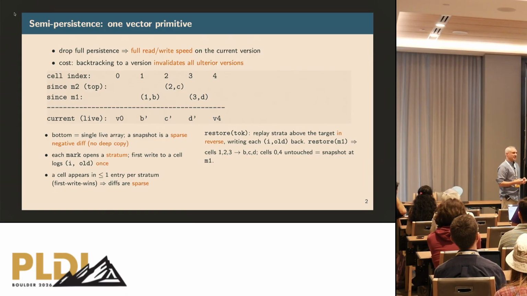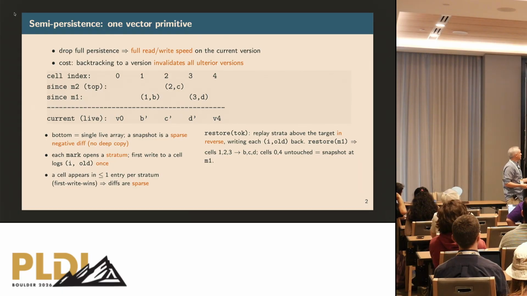Semi-persistence actually drops half of that capacity. You can just backtrack to a previous version, but what you gain is optimum read and write access to the current, most recent version of the array. To do this, you just keep the current live version of the array at the bottom here, with different values at different indices. Every time you do a modification, you store a negative diff of what that value was when you did the modification, and you manage these different versions as a stack.